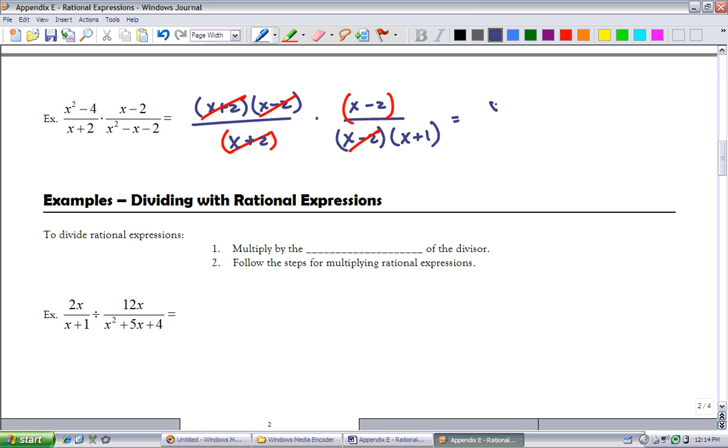And you'll see here in the end all we're really left with is an x minus 2 over an x plus 1, where x cannot equal, okay, if we go back to the original problem, we have to look at the factors in the bottom, okay, x cannot equal plus or minus 2, and x could not equal -1. Okay, that would be your final answer. Multiplication, pretty simple. Simplify and multiply straight across.